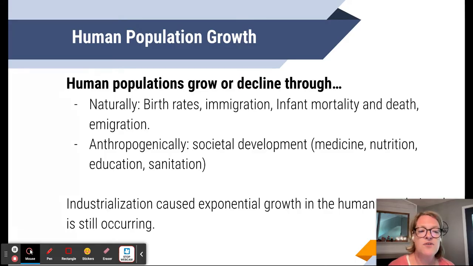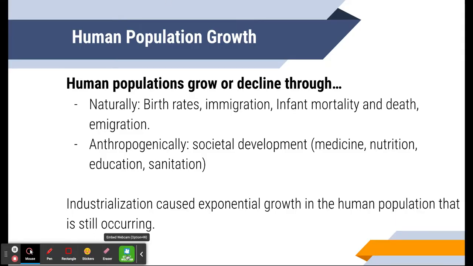So through societal development. We've seen huge population booms with the introduction of modern medicine, by looking at nutrition and wellness, by looking at how education impacts populations, and also sanitation, just by having cleaner living conditions. We've seen that cuts down on the rates of disease, which increases populations and keeps us healthier. So that's all very important.